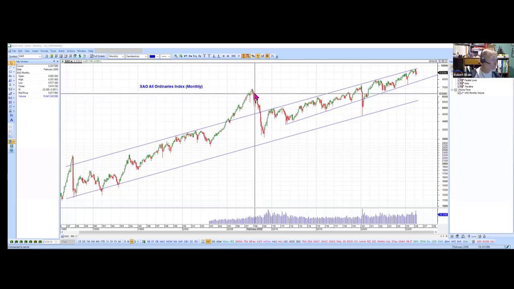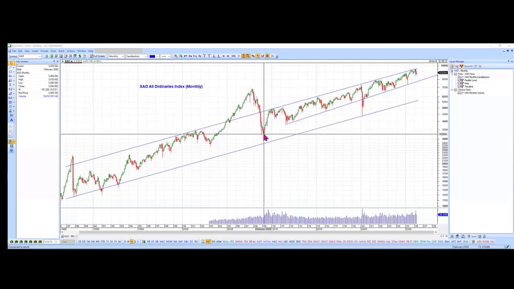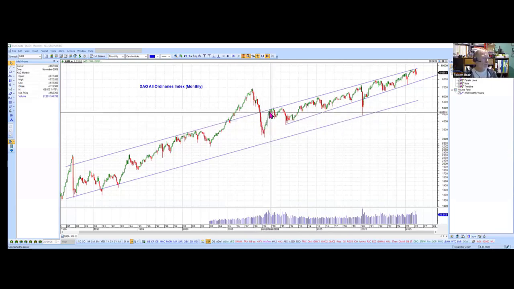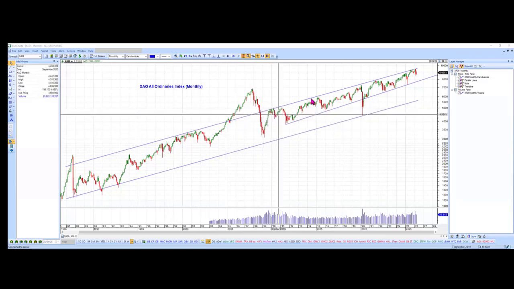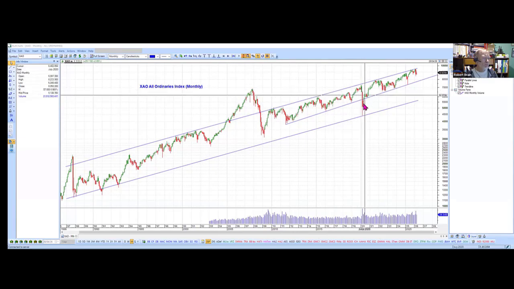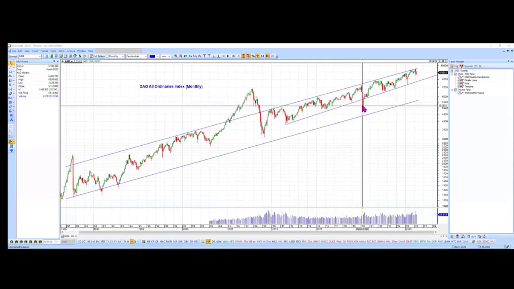And as you can see, when we got to 2008, the GFC, the very quick drop down, but it recovered fairly quickly, went back to this same line. And we've sort of traded in a reasonable band. This was the COVID drop.